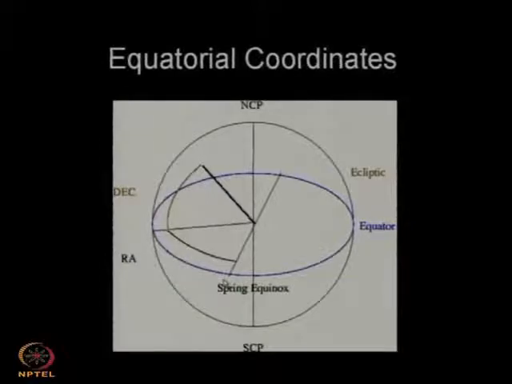So this is like the longitude. It is the angle on the equatorial plane that this projection makes. I hope it is clear. And this is called the right ascension, RA.